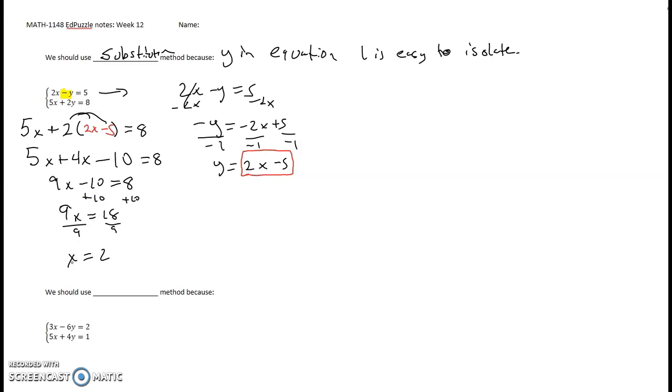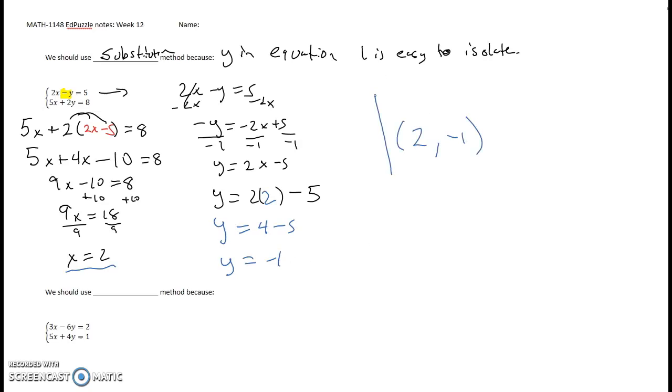Now, this solution needs to have an x and a y value. So now that I know that x is equal to 2, we're going to go over here and actually plug that 2 in for x. So it's going to be y is equal to 2 times 2, because I know x is equal to 2 now. And 2 times 2 is 4, so we get y is equal to 4 minus 5, so y is equal to negative 1. So the solution of this is 2, negative 1. And that's how we solve a system using substitution.